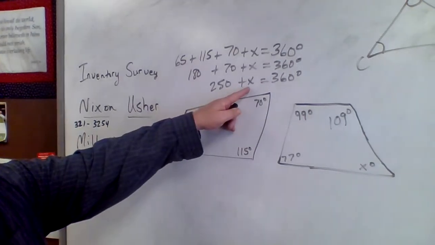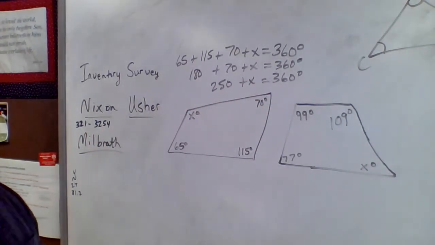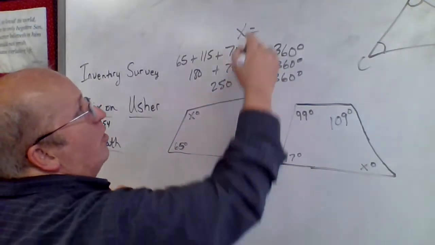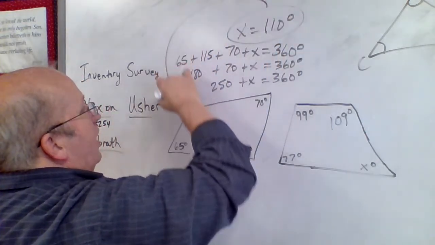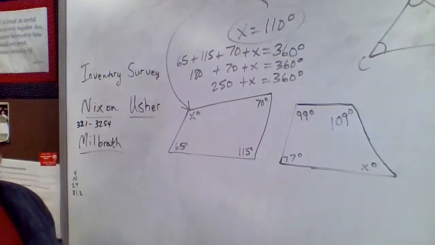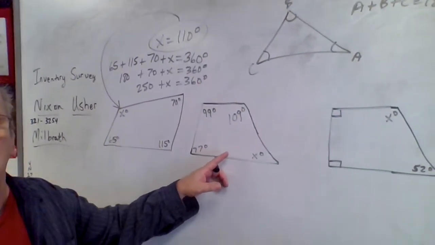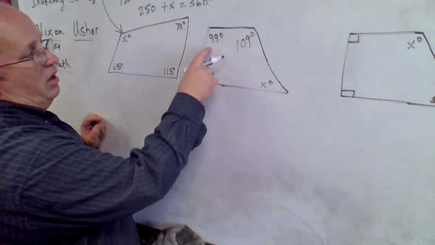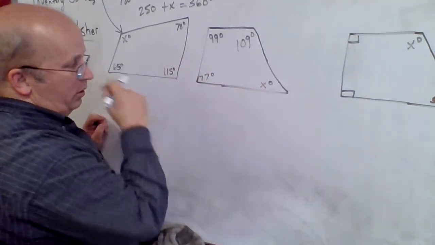To get x by itself, we're going to have to subtract 250 from both sides of the equation. And if we do that, x has to be, in this case, 110 degrees. So our x angle right here has to be 110. Let's try it again with this problem right here. 77, 99, 109, and x degrees.